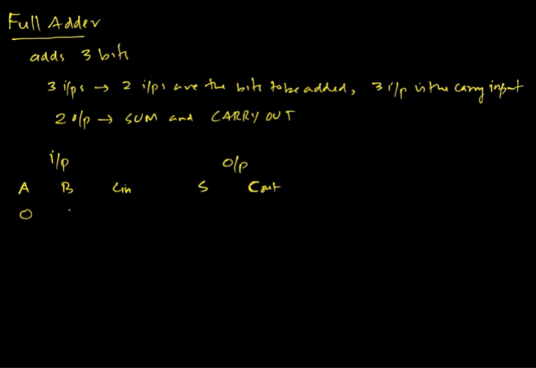So if we consider A, B, C all zeros, sum will be 0, carry will be 0. Suppose A and B are 0, the carry input is 1, that is from previous additions, then sum will be 1, carry will be 0. Now consider 0, 1, 0, sum will be 1 and carry will be 0. Consider the other combination, that is 0, 1, 1, here sum will be 0, carry will be 1.